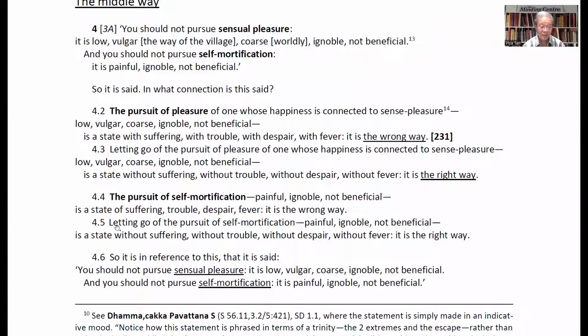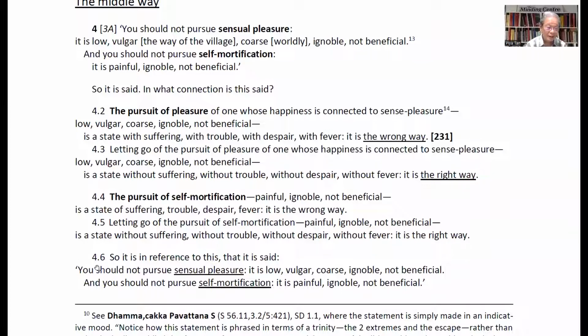Letting go of the pursuit of self-mortification, painful, ignoble, not beneficial, is a state without suffering, without trouble, without despair, without fever. It is the right way. Okay. That's all the Buddha is saying there, and people are quite familiar with this.